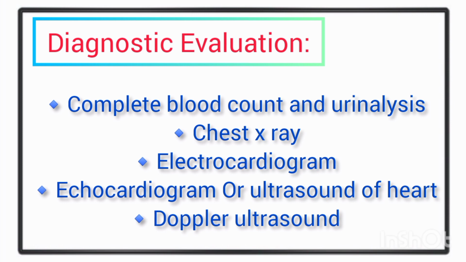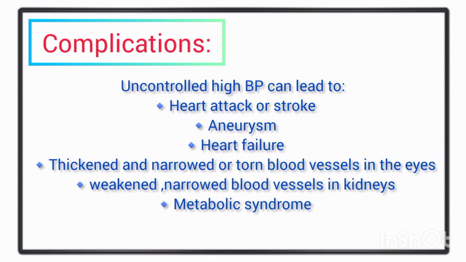Next topic, diagnostic evaluation. So what are the diagnostic evaluations in hypertension? First one, complete blood count and urine analysis. Okay, and next chest X-ray, then electrocardiogram or ECG, and then echocardiogram or ultrasound of the heart, and then Doppler ultrasound. Complications of hypertension. Uncontrolled high blood pressure can lead to heart attack or stroke.